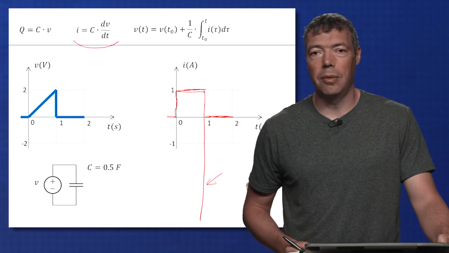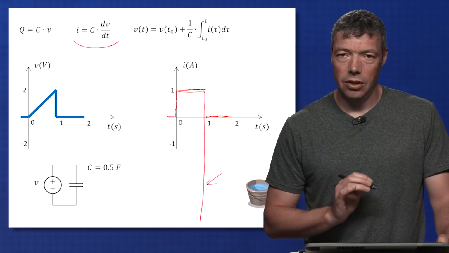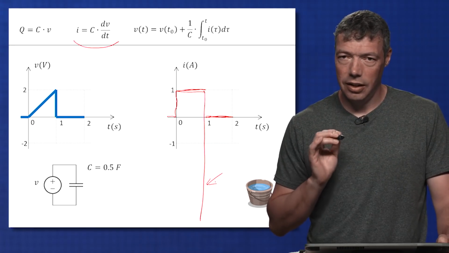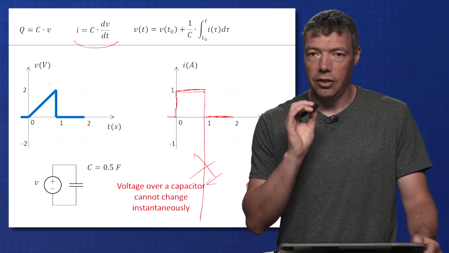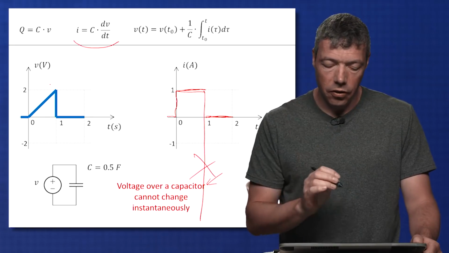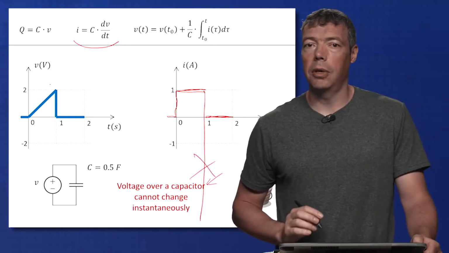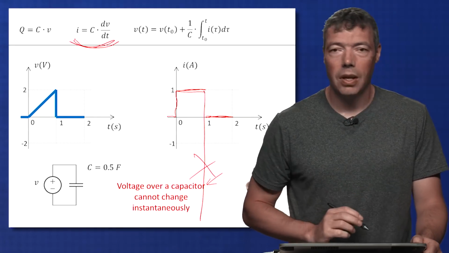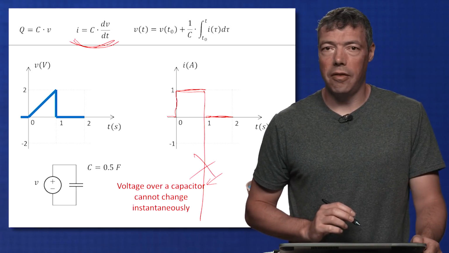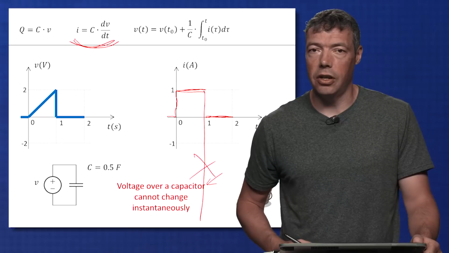This is actually not physically possible. There's no way an actual source can deliver this much current. So we say that really for a capacitor, this isn't possible. For a capacitor, the voltage cannot change instantaneously. And this is a really, really important property of a capacitor. For a capacitor, the voltage cannot change instantaneously. So the voltage curve for a capacitor always has to be continuous. And it basically just follows from the fact that you don't want to have an infinite current. You can't really have an infinite current.